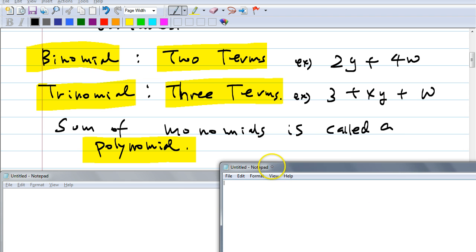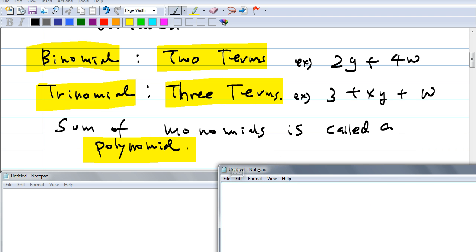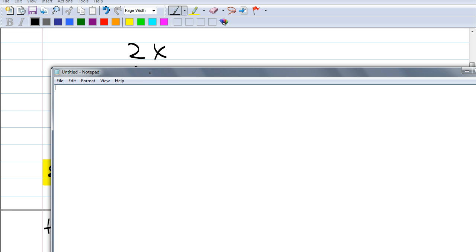So how do we define a polynomial? It's basically a sum of monomials, isn't that right? You add a bunch of monomials, you get a polynomial. So it could be a binomial, trinomial, they're all polynomials. Okay. Here's, what do we call this? 2x. It's an expression, but a special name for this would be a monomial.